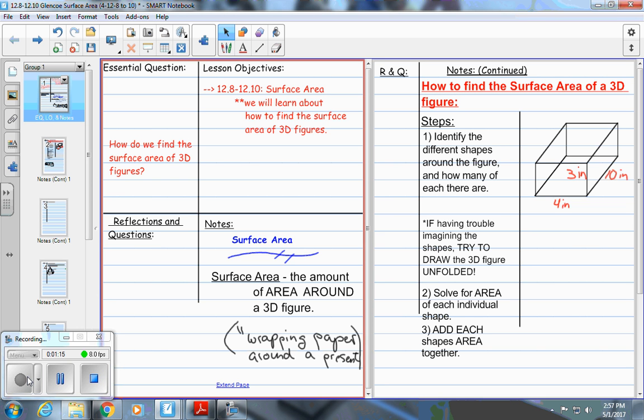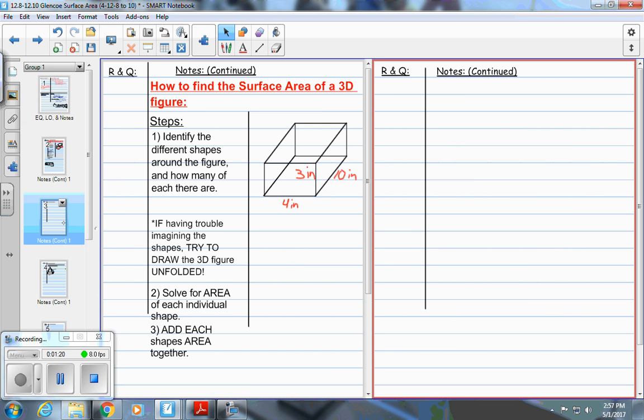So we're going to go through our steps here on the right page. I'm going to jump to another slide so I have some room to do this. Again, this is not finding the volume. We don't want to know how much fills up the box. We want to know how much would go around the box, as if we were wrapping this box in paper.